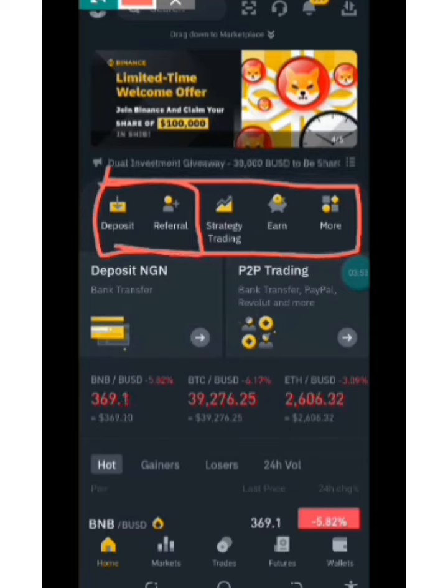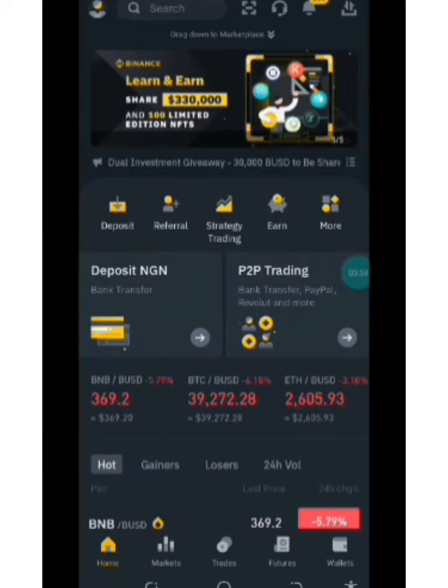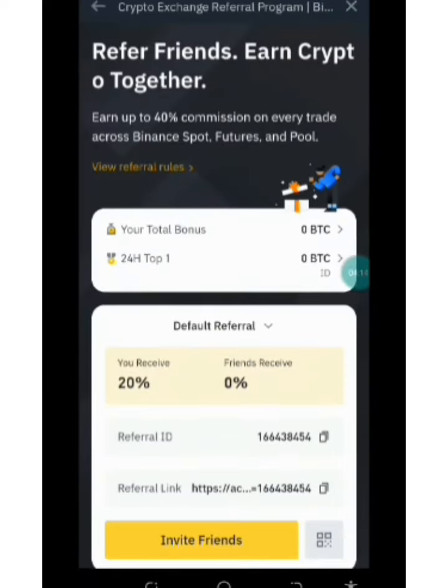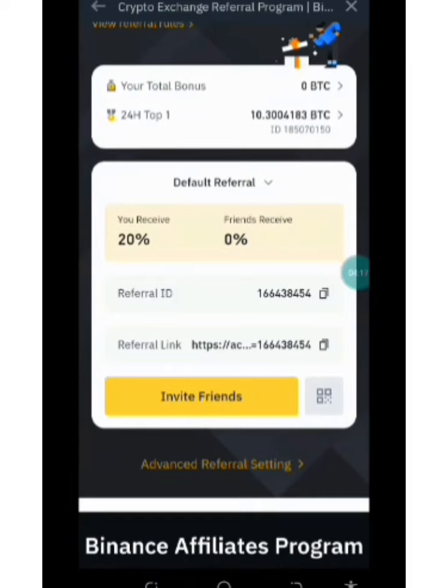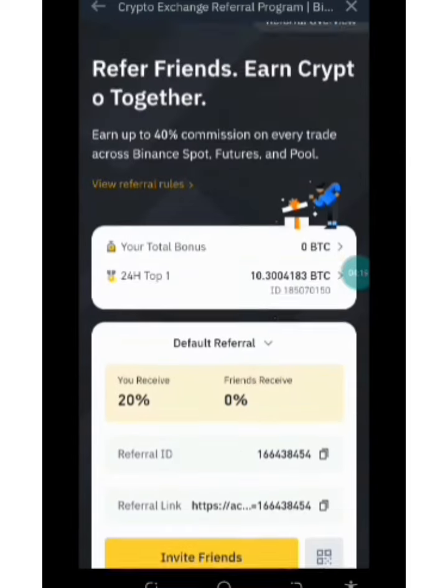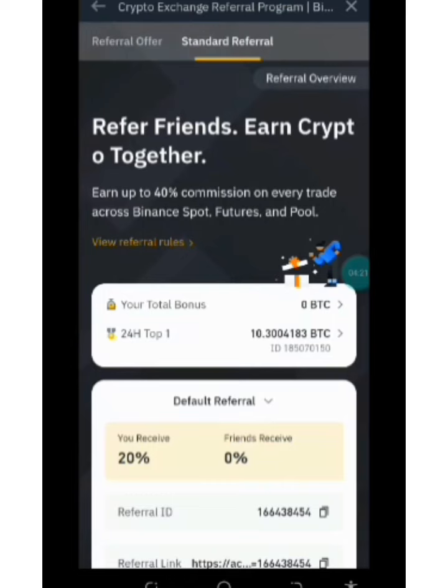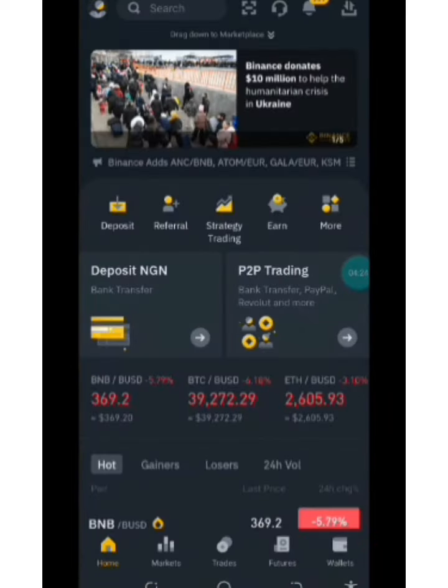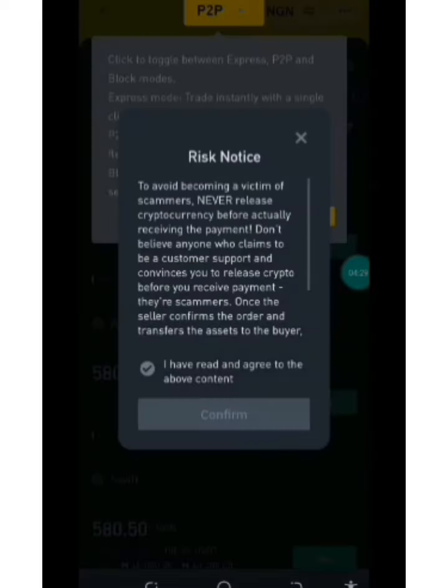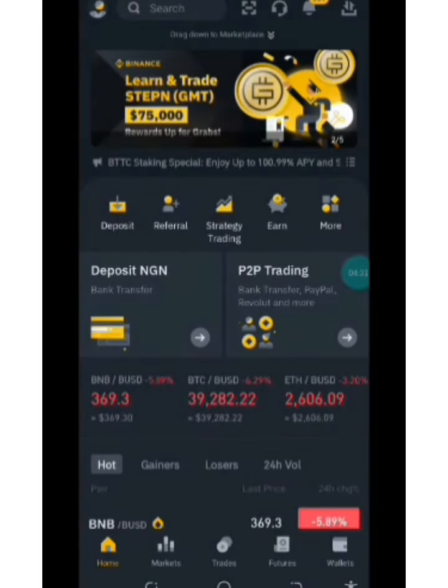So when you click on referral first, you can join the referral program, where you are given a special link for people to get access to Binance using your link. For those that don't have a Binance account, you register with your link and you're given a bonus for doing that. And if you don't have a Binance account yet, use the link in the description box to register an account. And deposits, I'll be talking more on deposits later on.